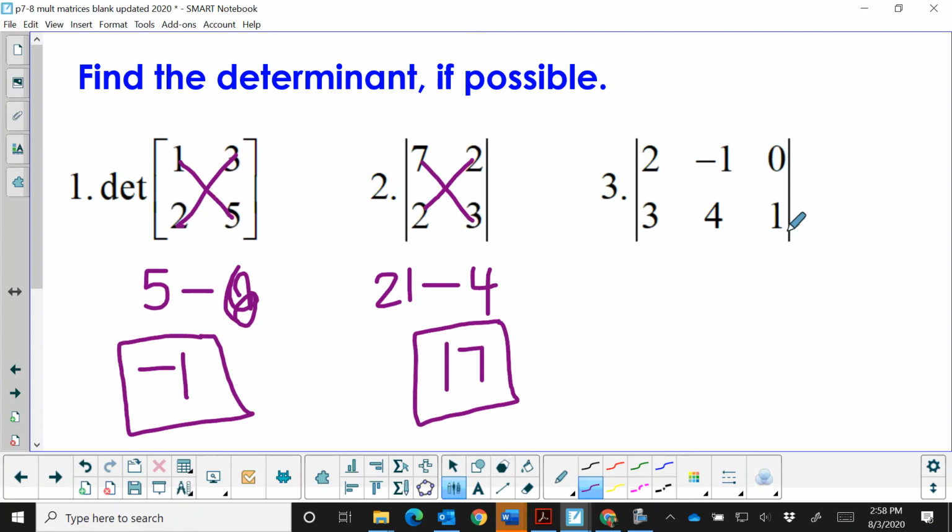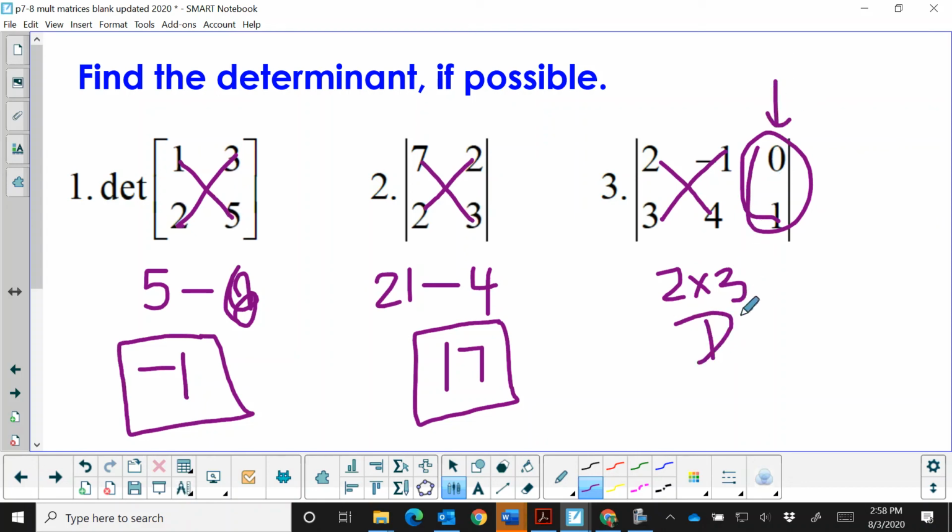Now let's look at the third one. This matrix is a 2 by 3. So I don't have an A and a D and a B and a C because I have this whole other column over here. So this one does not exist. It's not possible. You could even put not possible. So when you don't get a square, you can just stop and say, hey, that one doesn't have a determinant.